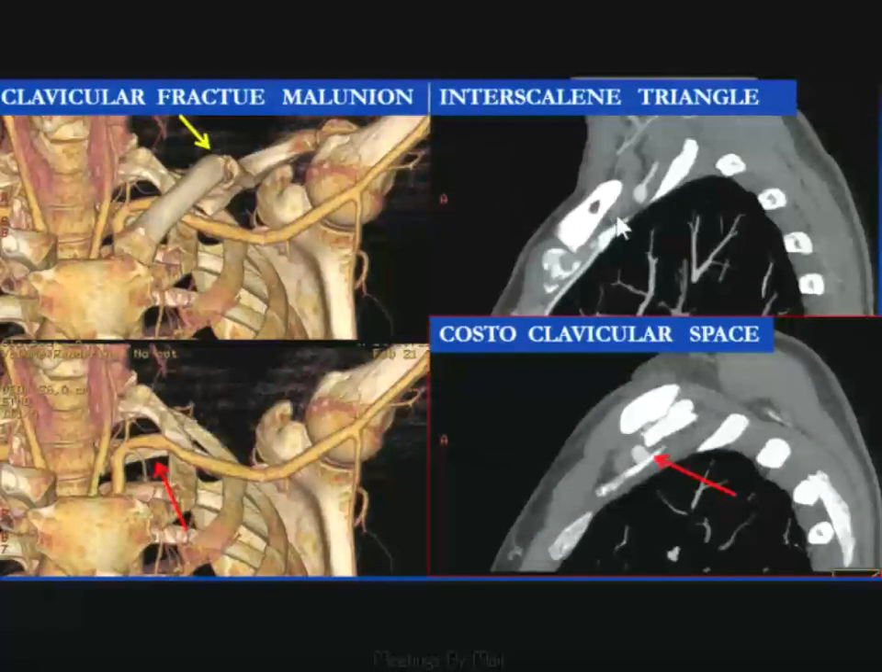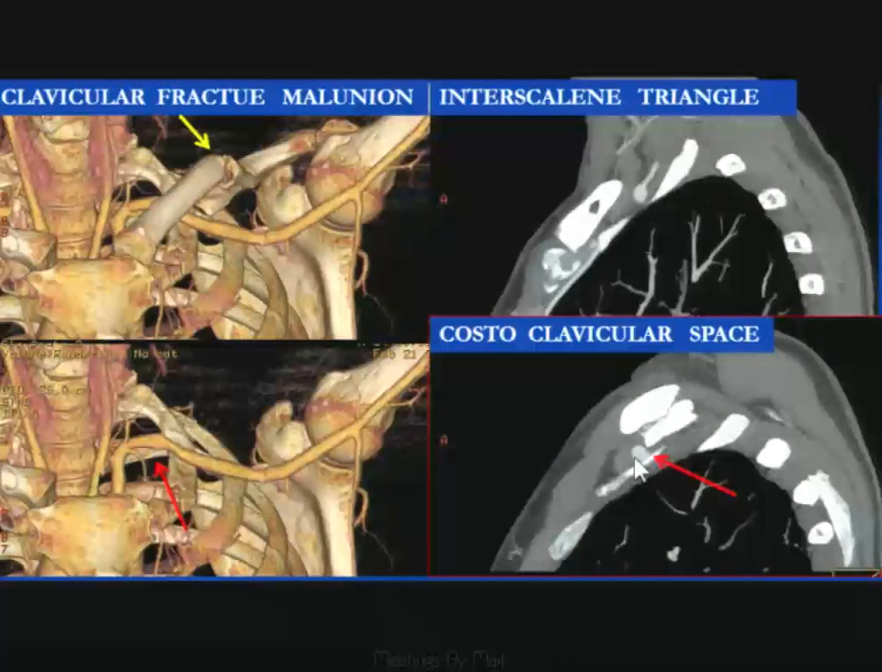But if you look at this patient, here's the artery, which is just beyond the interscalene triangle. It doesn't really get in very easily into this costoclavicular space. The vessel is being pushed aside by this malunited clavicle fracture that we have here. So here's the first rib, here's the malunited clavicle fracture, and here's the vessel that's being pushed out of the way and distorted. Does that need to be corrected from the point of view of vascular compromise?